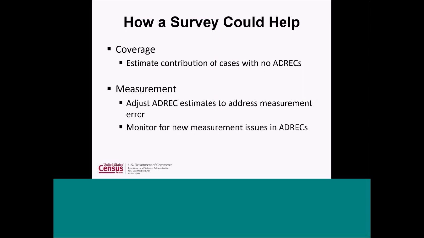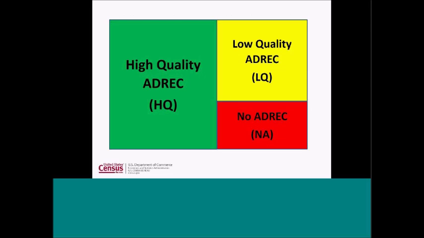So, like I said, the coverage issue, you're going to basically have to use a survey in this setting to estimate where the coverage issue is that you're having with the administrative records. For measurement, there's kind of two things that I would propose. One of them is figure out how to use a survey to adjust the administrative records. And the other one is to monitor with some of your sample that green box of the high-quality administrative records, because this is probably not a static picture.